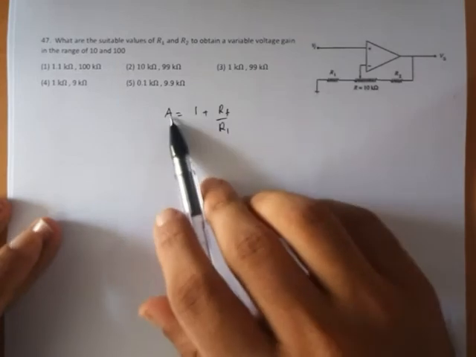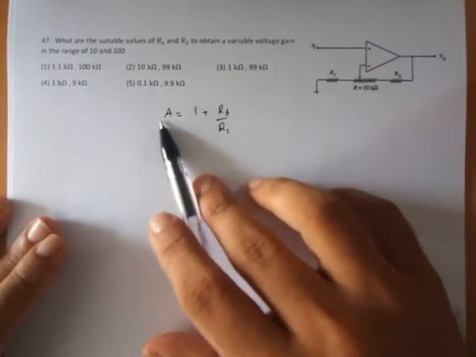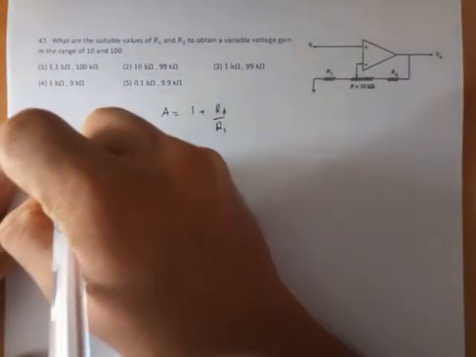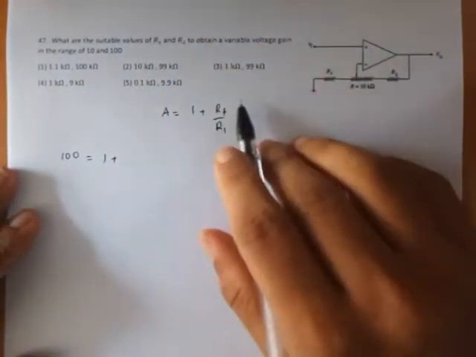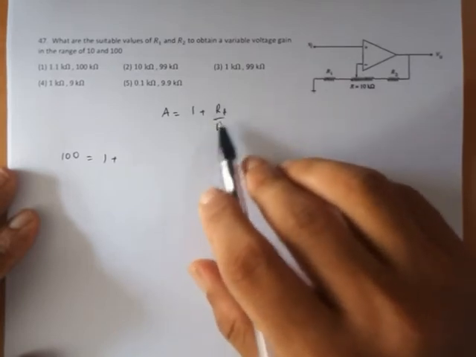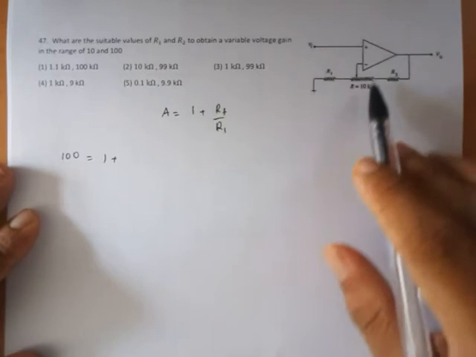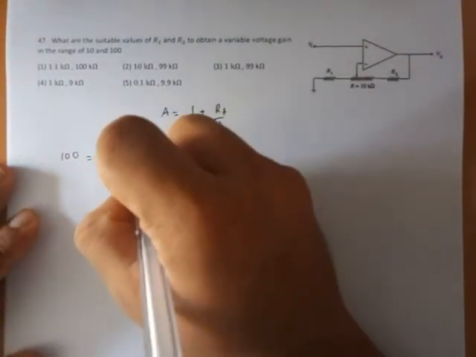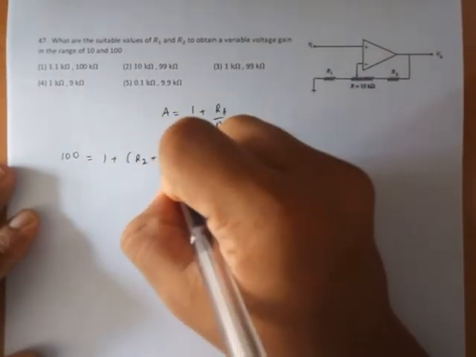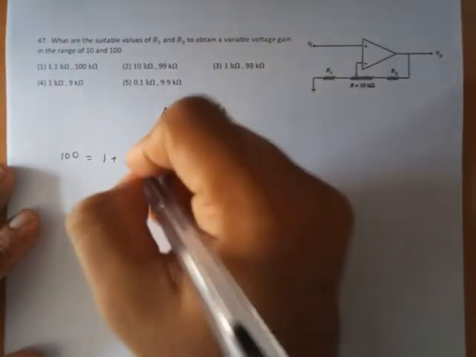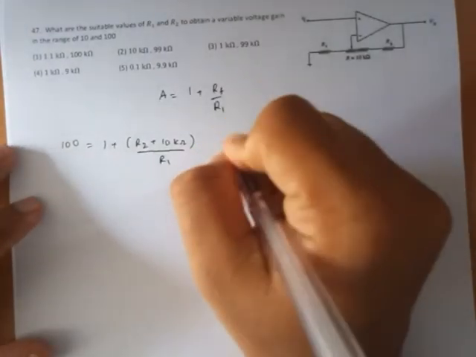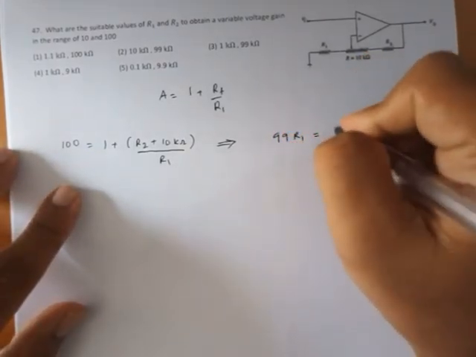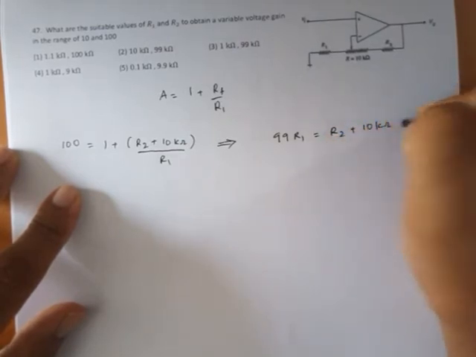From this equation we have maximum voltage gain when this term is maximum, and minimum voltage gain when this term is minimum. Okay, so let's say the maximum voltage gain is 100, so now I can write 100 equals 1 plus, now we want the maximum of this value, which happens when RF is maximum and R1 is minimum, so we take maximum RF when we connect the wiper to this side. So RF is R2 plus 10 kilo ohm, over R1. So from this equation we get 100 minus 1, 99 R1 is equal to R2 plus 10 kilo ohm. So this is my equation 1.